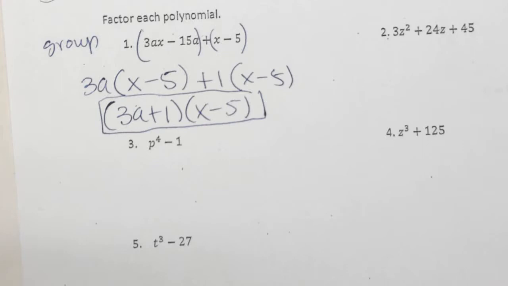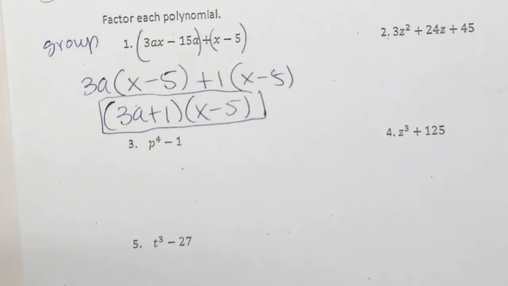I got p squared plus 1. Alright, Rihanna. How many terms? Alright, what method did you use? I don't know. Somebody help her out. Difference of squares. Good. How do you know it's difference of squares?